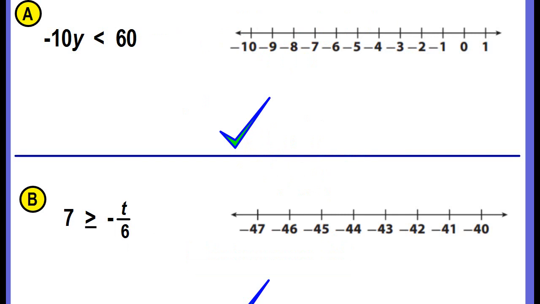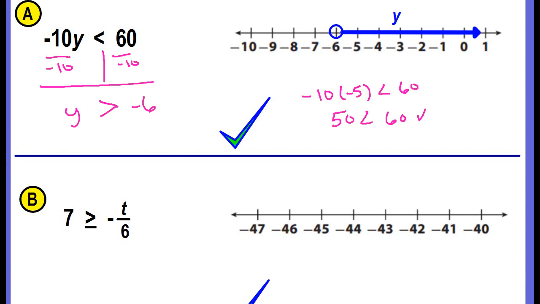Okay, I'd like for you to go ahead and complete problem A on your own. Pause the video. I want you to solve it, check your answer, and graph your solution. Once you're done, come back and check your work. Okay, let's see how you did. Did you get that y is greater than -6? If you did, great job. If you didn't, quickly take a look. We want to do the inverse operation of multiplication, which is division. We're dividing both sides by a negative. Did you flip or switch that inequality symbol?